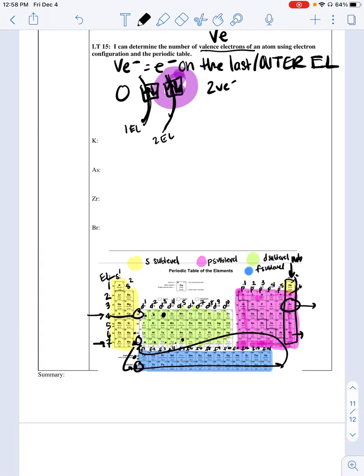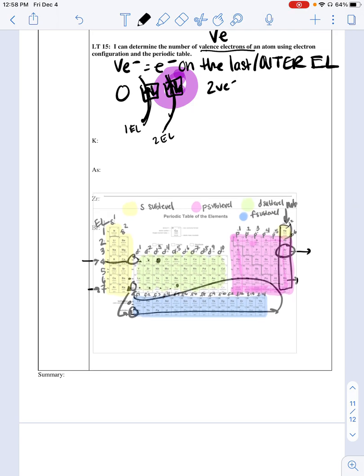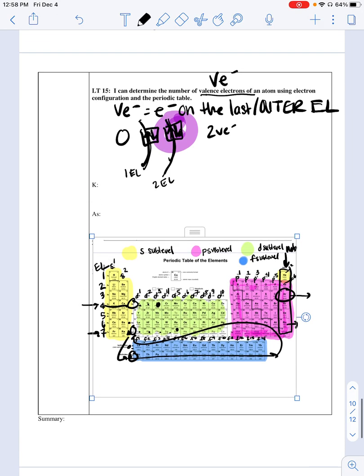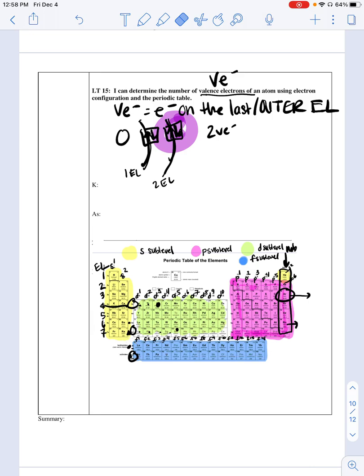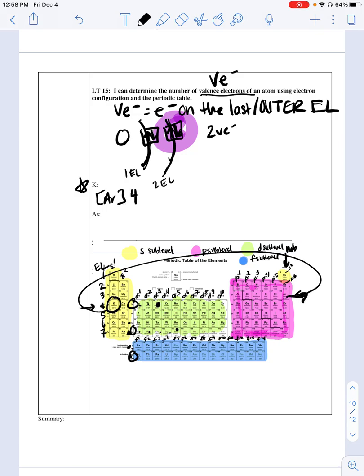Now, how I like to do this is with noble gas notation because it's a little shortcut. Let me erase this right now. Okay, so let's say we're gonna do potassium, which is K. Potassium is right here. So I'm gonna do the noble gas notation. The last noble gas is argon. I'm gonna put Ar, and then after argon, it's just 4s1.